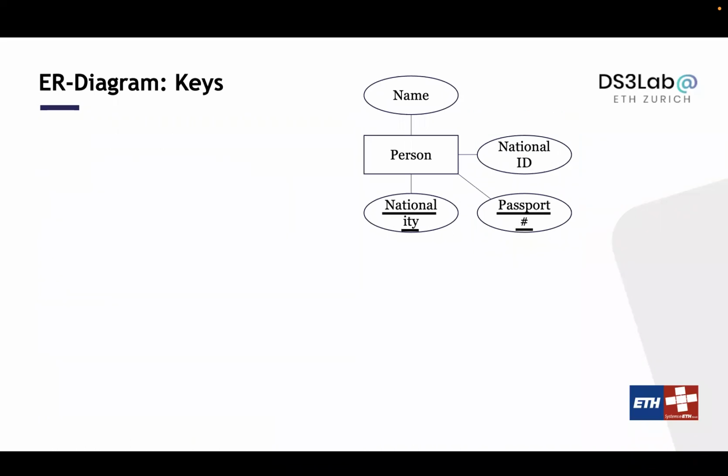But there could be other choices. So which candidate key should be used as a primary key, and what would be the implication of picking a subset of attributes as primary key? Let's look at one application example. Assuming I have the entity set person, I have national ID, passport number, nationality, and name associated with the person. Assuming I say nationality and the passport together form the primary key, is that okay? And the answer to that is actually, it depends.